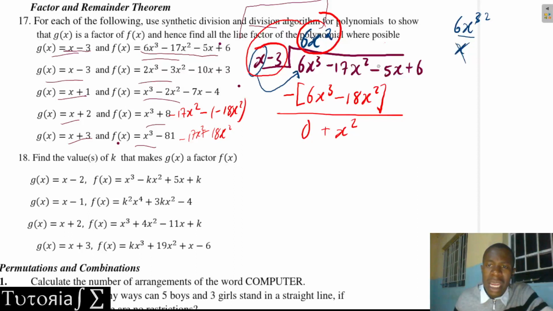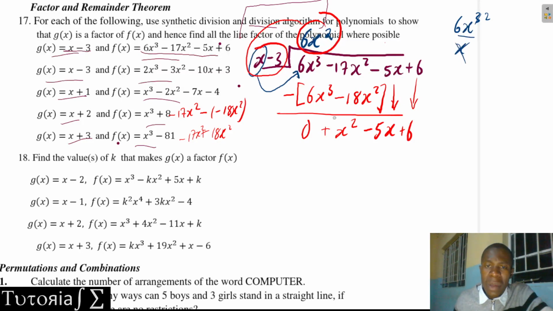Then negative 5x and 6: we don't have terms to subtract from these, so we can bring them down. The negative 5x comes down and the positive 6 comes down like that.